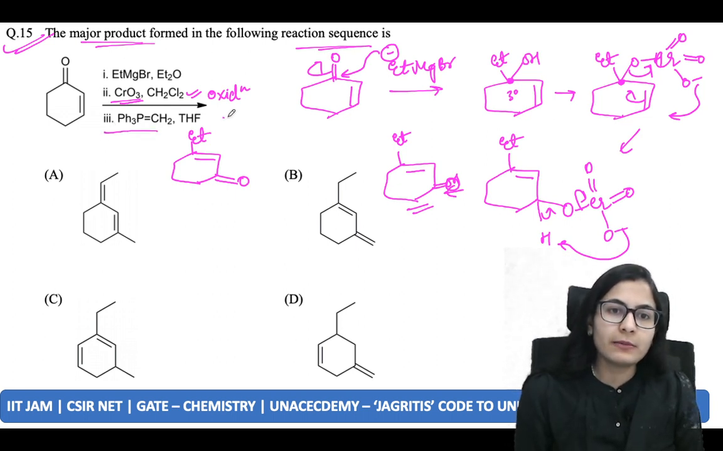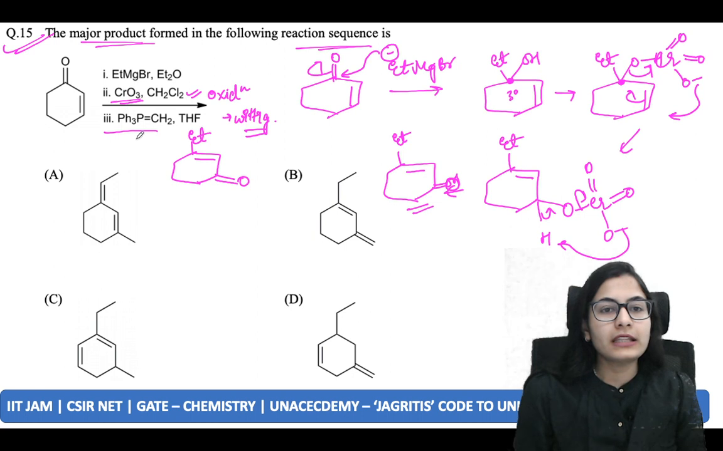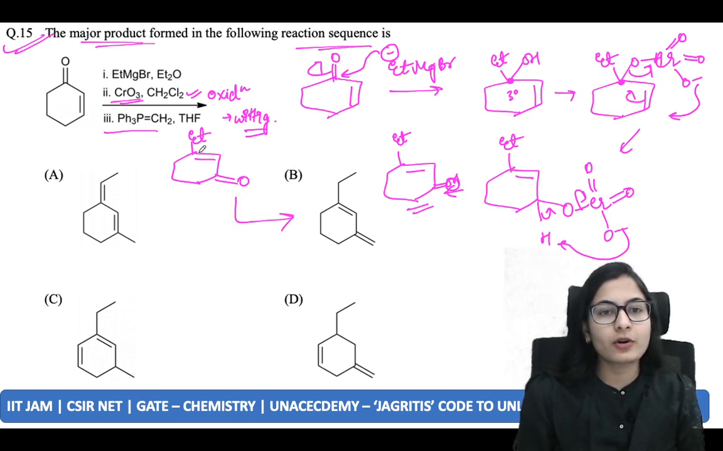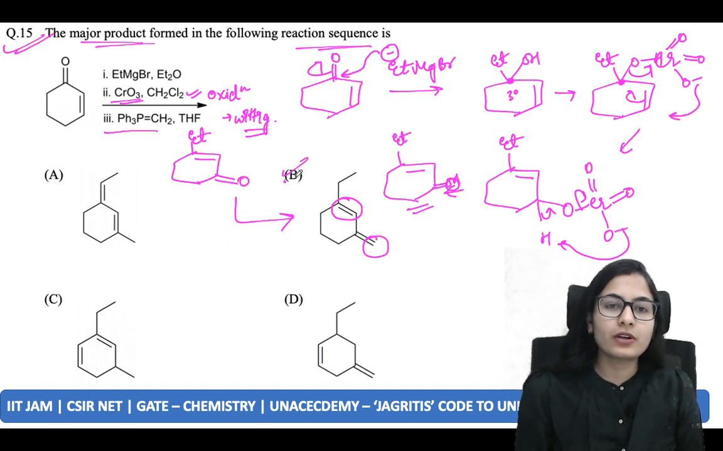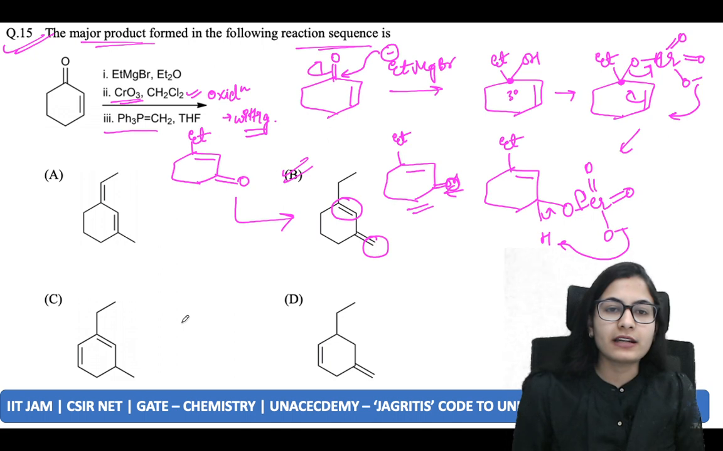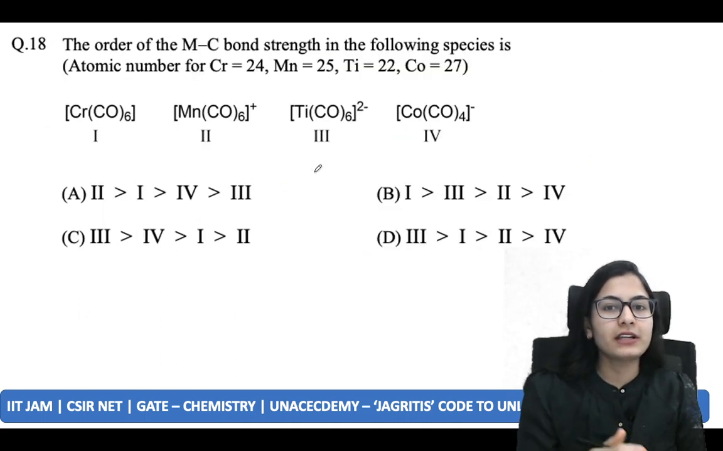Now in the third step you have a simple Wittig reaction, which in the presence of this ylide is going to give you option number B as your major product. There is an ethyl group over here, the double bond on the more substituted side, and the CH2 connected over here. So you're getting the answer as option number B. In all the rest there is something wrong. You are not getting oxidation. The position of the alkene is incorrect. You are getting an exo double bond. Okay, so B is our correct answer.